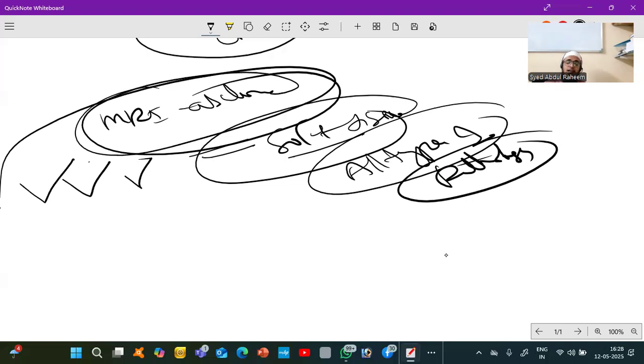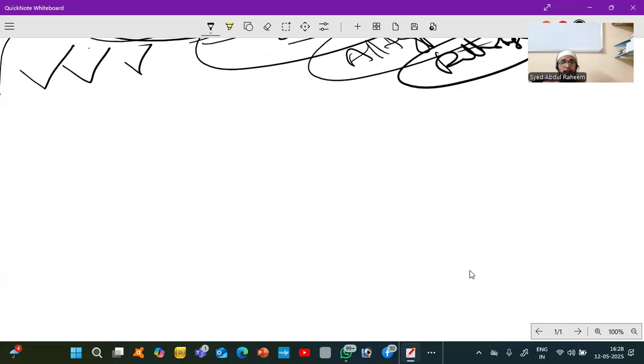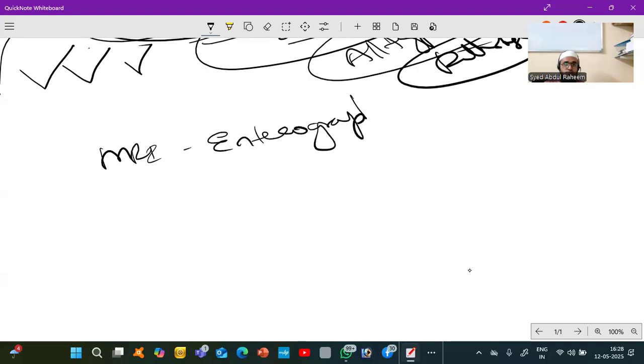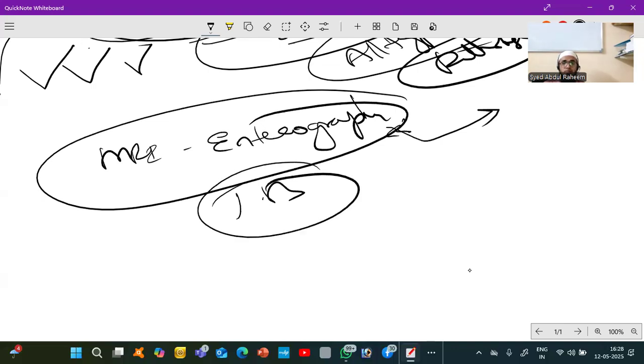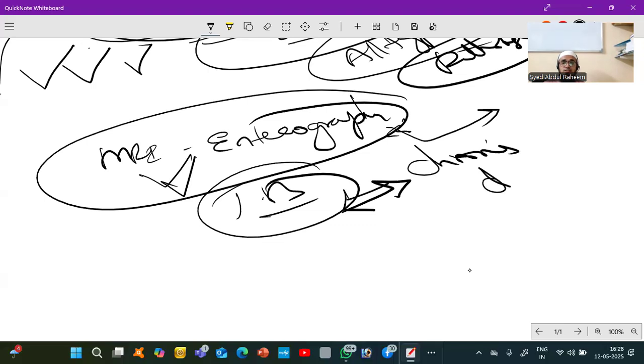And like CT enterography, we have MRI enterography. MRI enterography is much better than CT enterography. Like we have TB, inflammation, any type of cancer, any type of ulcer type diseases, we have to go through MRI enterography, TB and Crohn's disease.